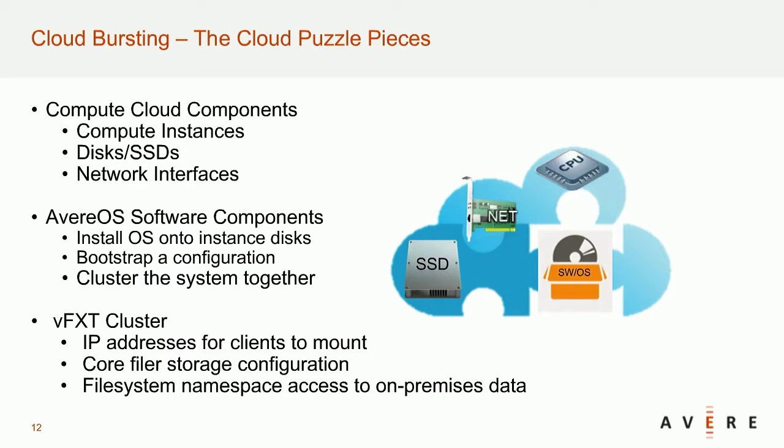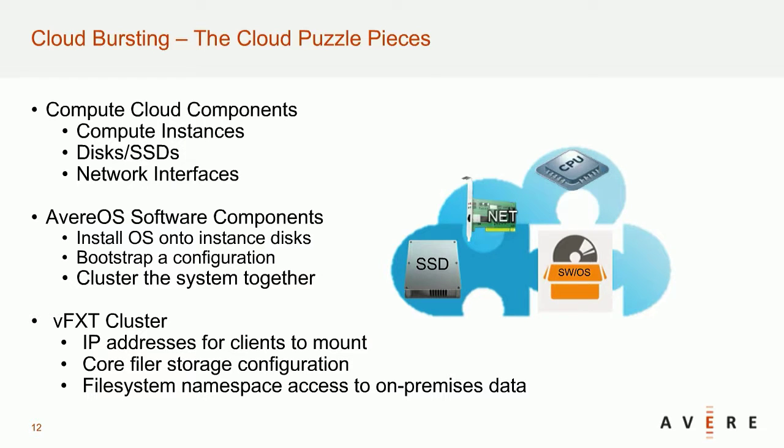Now, from the Avere OS standpoint, when you're trying to assemble all of these components together and make them useful, the first thing is obtaining the Avere OS and installing it onto the instances, and then providing a bootstrap configuration so that the Avere cluster can boot up. It has IP address configuration information, where the core filers are located, what their IP addresses are, and how you intend on presenting the files to the clients sitting in the cloud. And then the last piece is clustering all of the Avere bits and pieces together to give you that high-performance scale-out file service that you need in the cloud to run these aggressive compute-intensive, I/O-intensive workloads.